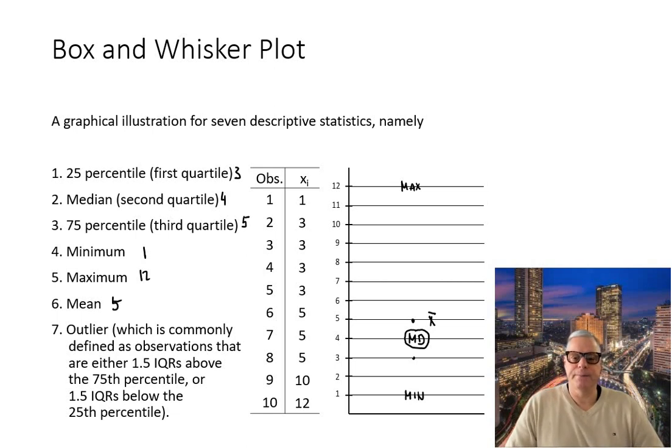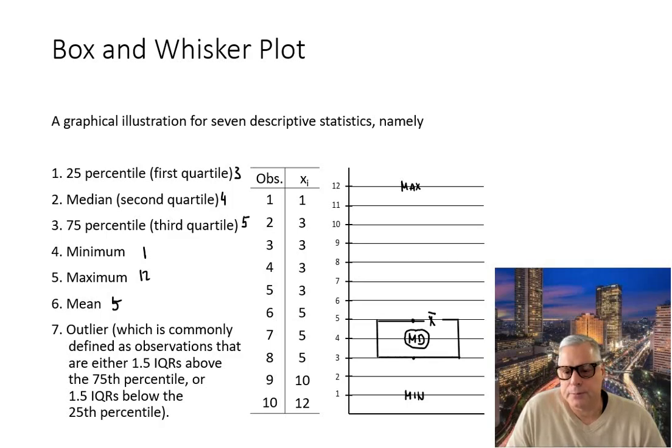Okay, so now what does a box and whisker plot do? So the interquartile range, which is between the 75th percentile, which is 5, and the 25th percentile, that gets a box. So I put here a box.